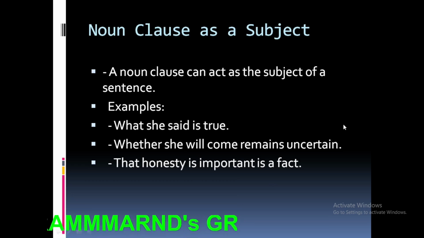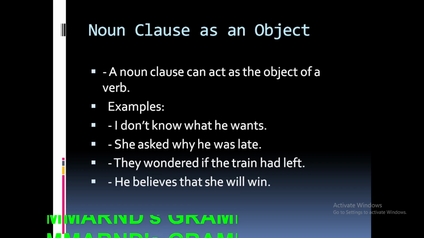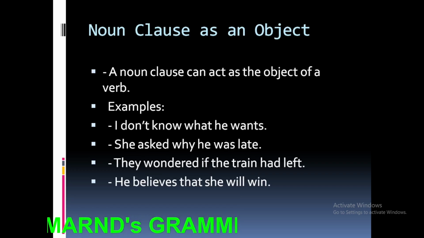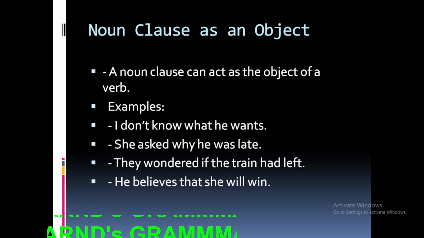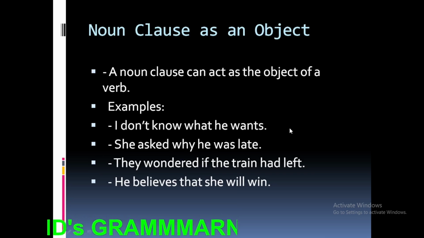So let's move to the next slide. Noun clauses as an object. Here the noun clause will be placed in the third position, in the position of the object. Examples: I don't know what he wants.